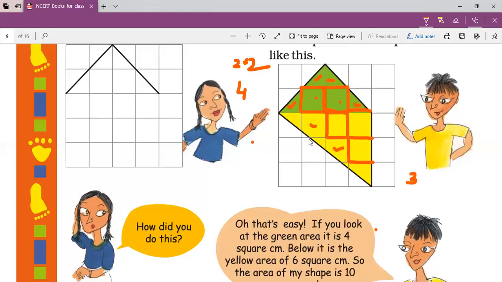Yes, if you see this part, the little bit covered part, if I place this part here, will it form one square? Yes, it will. So plus 1. If you see this part, if I place this part on this part over here, will it form 1?